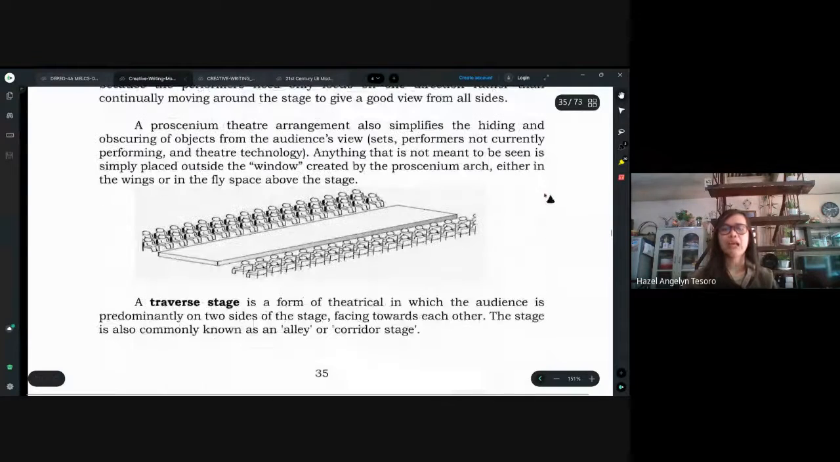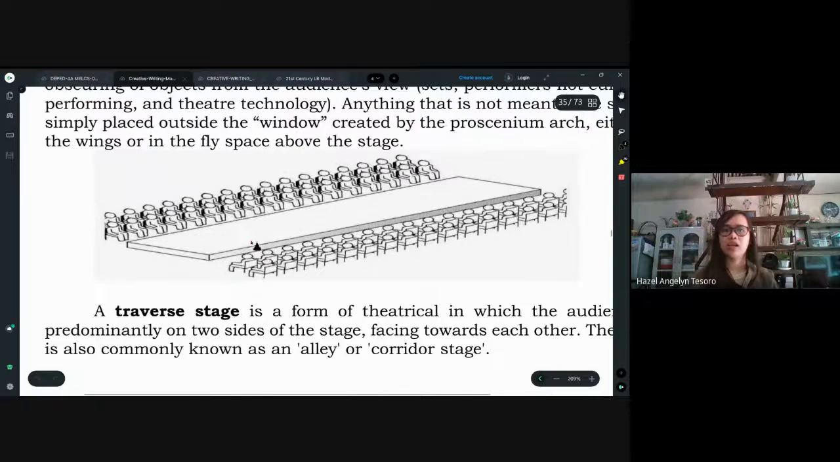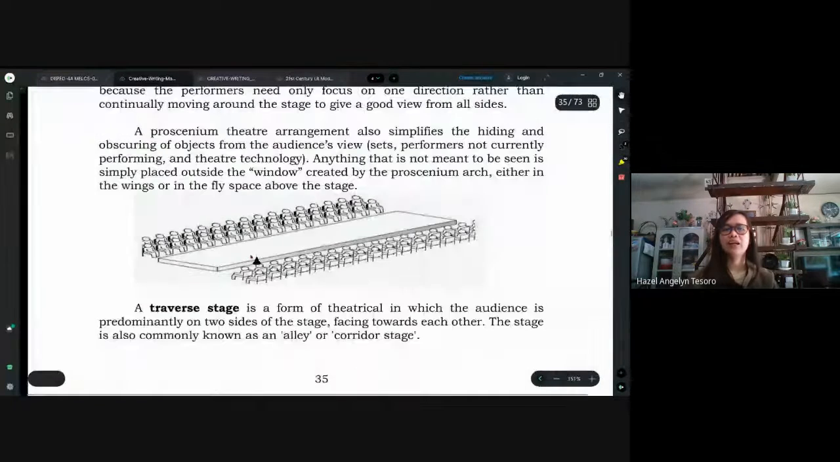Okay? So, second type of stage is a traverse stage. A traverse stage is a form of theatrical stage in which the audience is predominantly on two sides of the stage. So this looks like a runway, as you see here, no? It's like a runway facing towards its audiences face towards each other. The stage is also commonly known as alley or corridor stage. Ayan, so that is called the traverse stage.